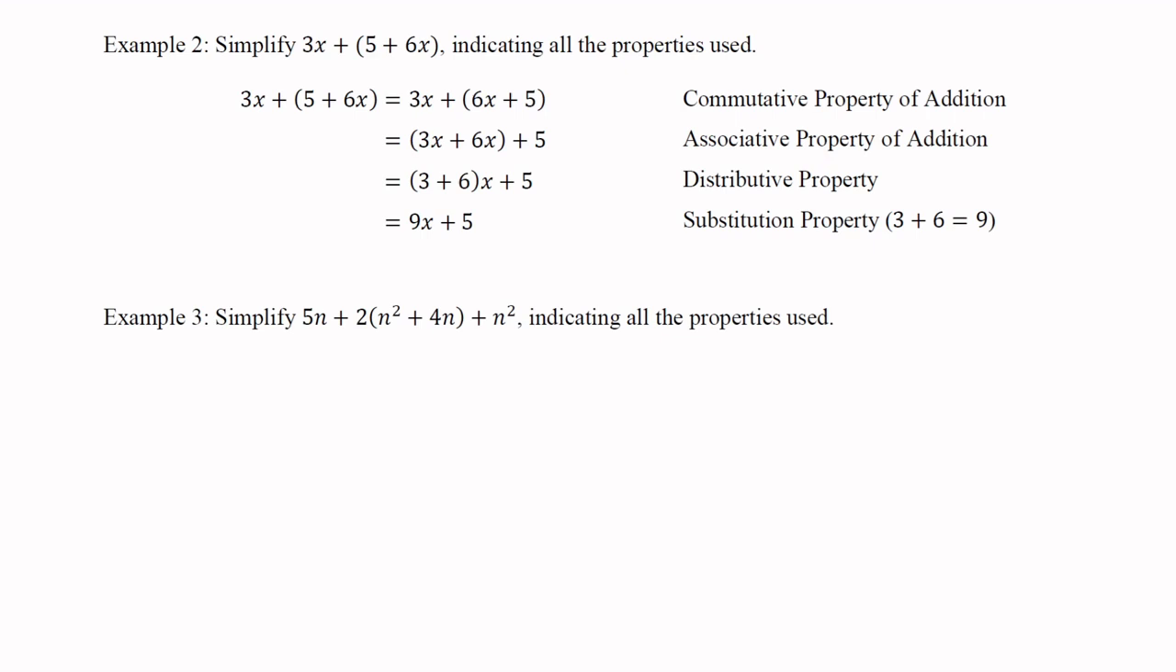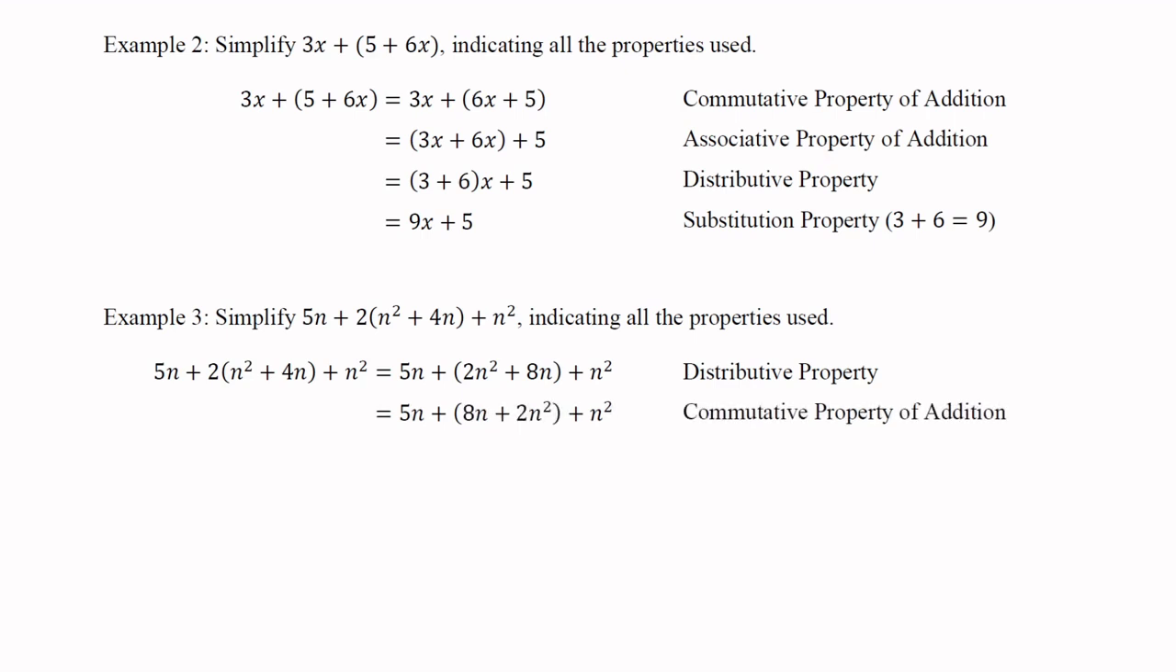The next example, we're simplifying 5n plus 2 times the quantity n squared plus 4n, close the quantity, plus n squared. So we're going to start off by distributing the 2 to the n squared plus 4n. Next, we are going to flip what's in the parentheses using the commutative property of addition. Then we are going to group things differently because everything is being added. We can group things in a different way.